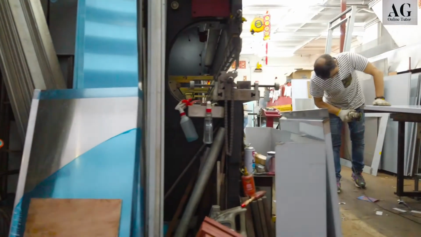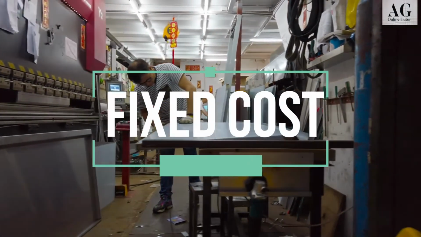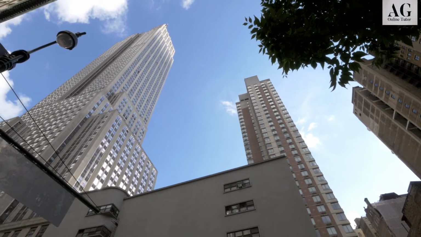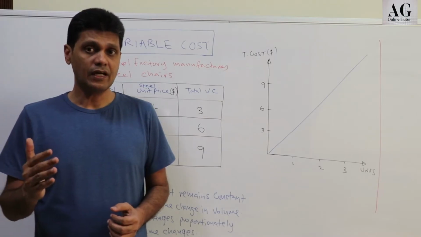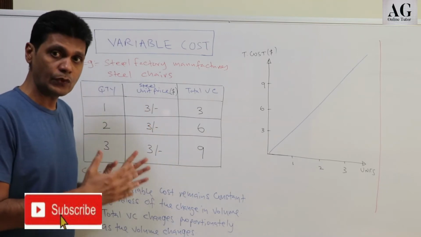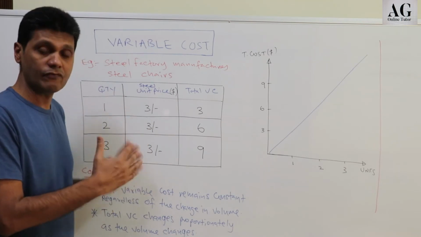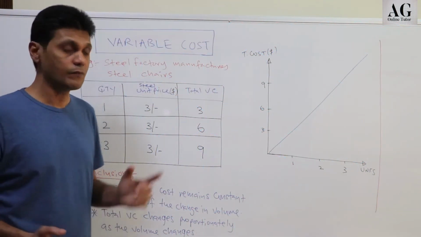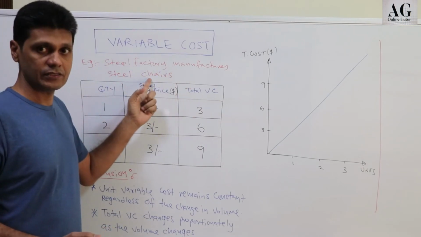In this session I'll be discussing the difference between variable cost and fixed cost and its cost behaviors as far as the total cost and unit costs are concerned. So in this regard I have taken an example. Let me go through the example in order to explain the difference between variable cost and fixed cost. As you can see from this example, a steel factory manufactures steel chairs.